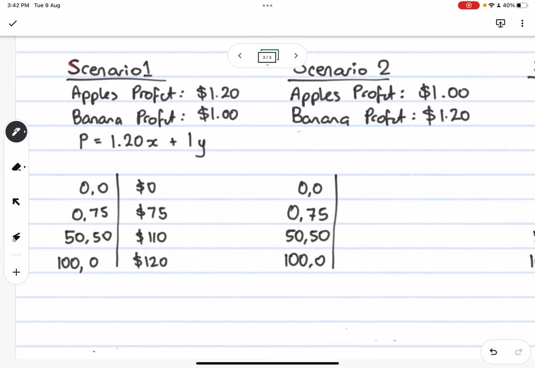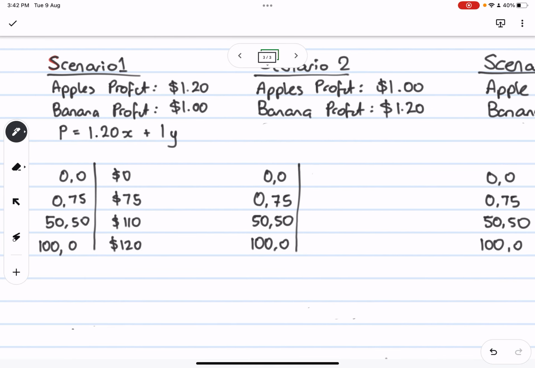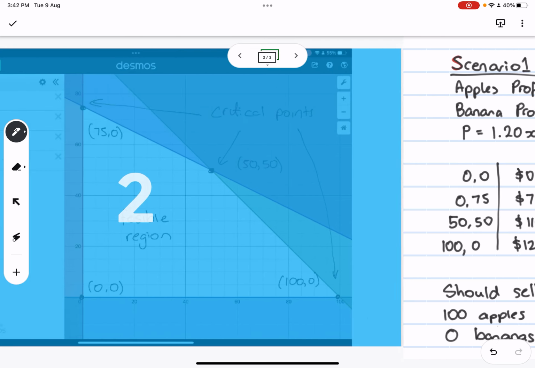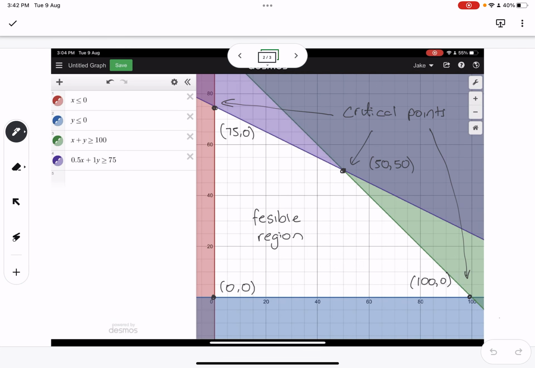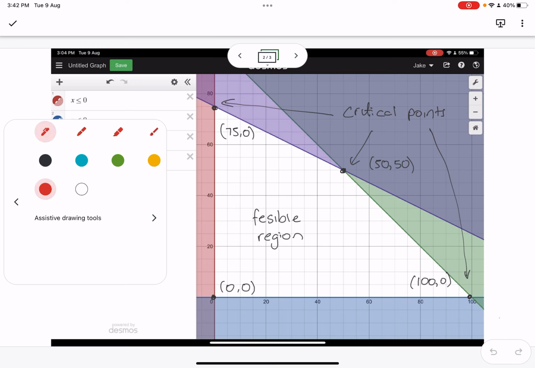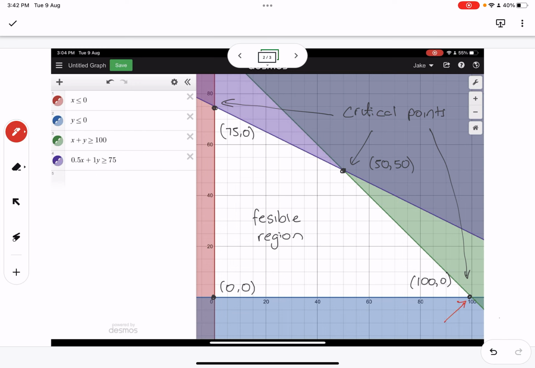So if I was running this business, we should sell 100 apples and 0 bananas, because this one here gives us our highest profit. So if I jump back to this page, this one here, we'll do that in red. This point here is where we end up with for scenario 1.